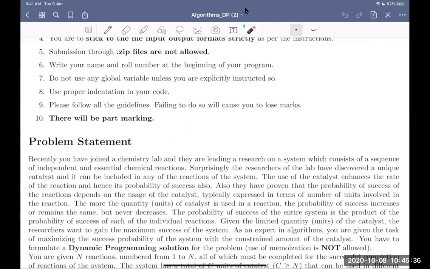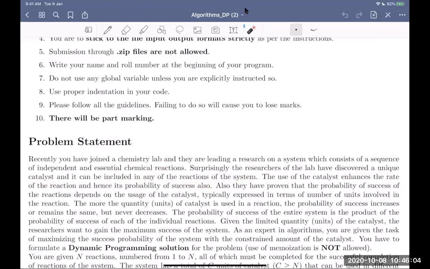Now, what the researchers of the lab have done, they have discovered a unique catalyst, okay, and it can be included in any of the reactions of the system. So the system has multiple reactions. Now the same catalyst can be used in any of the reactions. Now the use of catalyst enhances the rate of the reaction and hence its probability of success also.